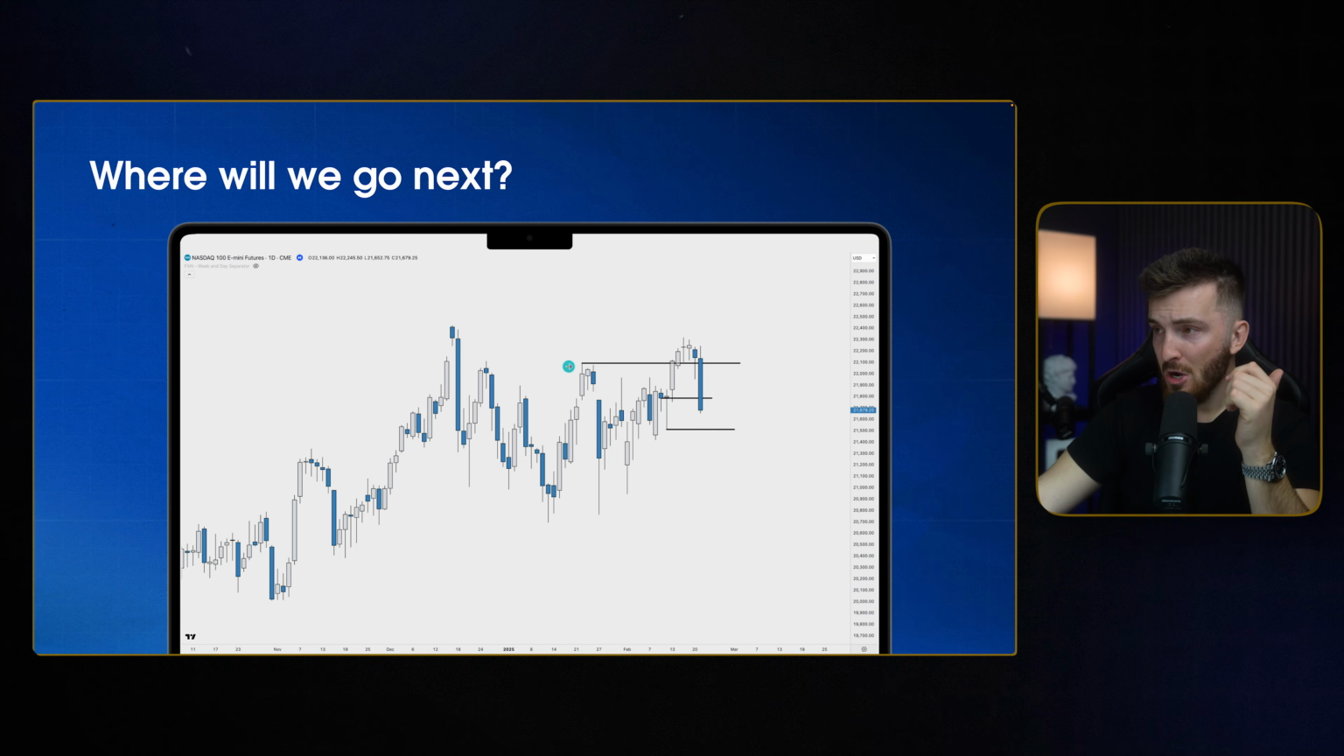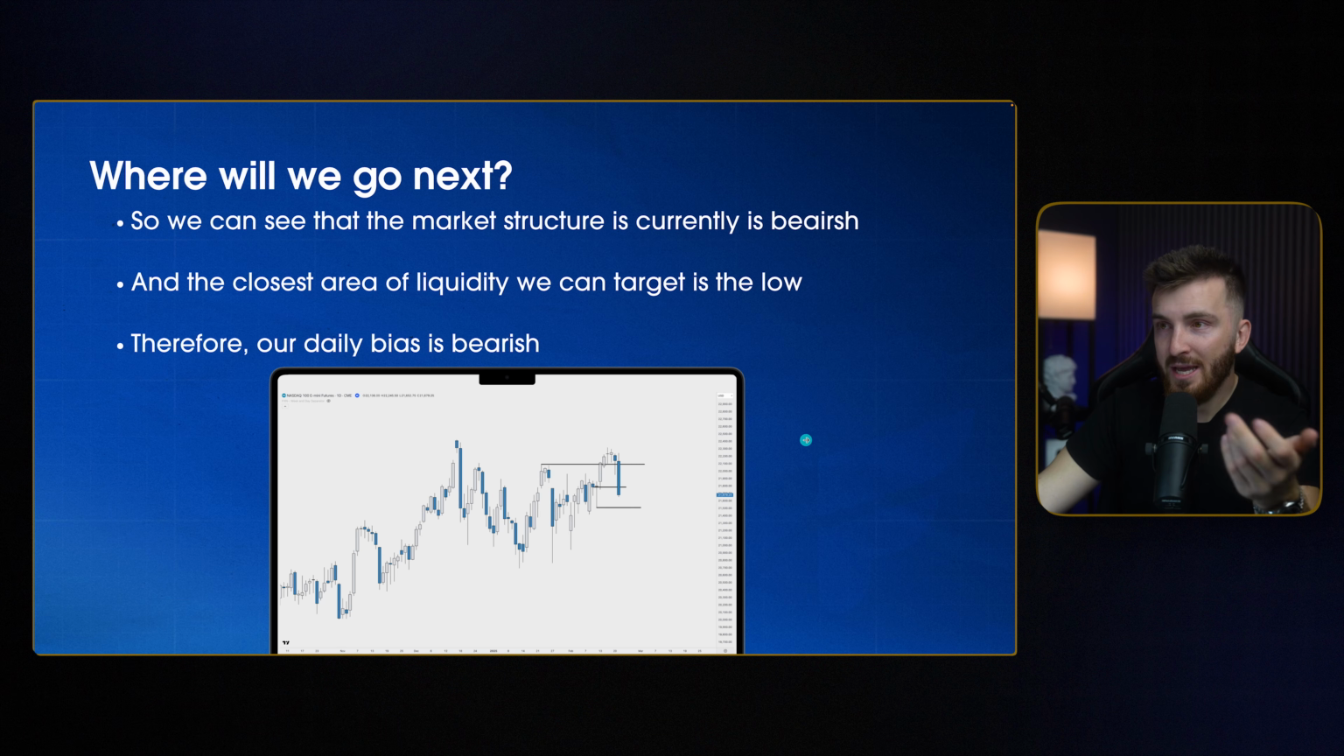So once again, we had the external range liquidity that we got taken out. Then the market starts moving to the downside. We have the bearish market shift. And then we have this closest area of liquidity that would be your target. And that is exactly what we hit. So you can see that the market structure is currently bearish and the closest area of liquidity we can target is the low. Therefore, our daily bias is bearish.